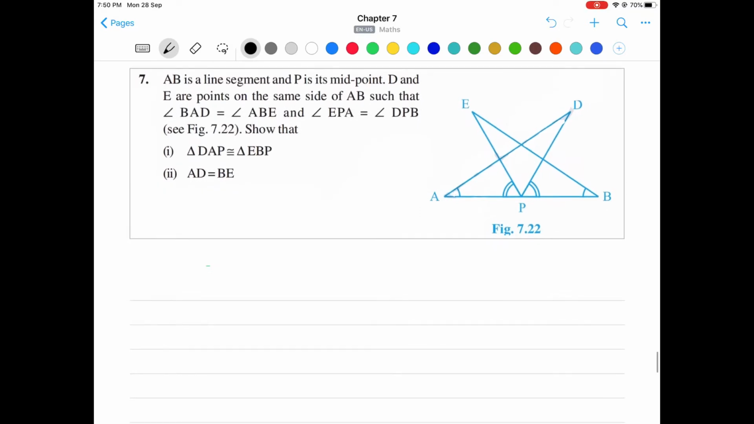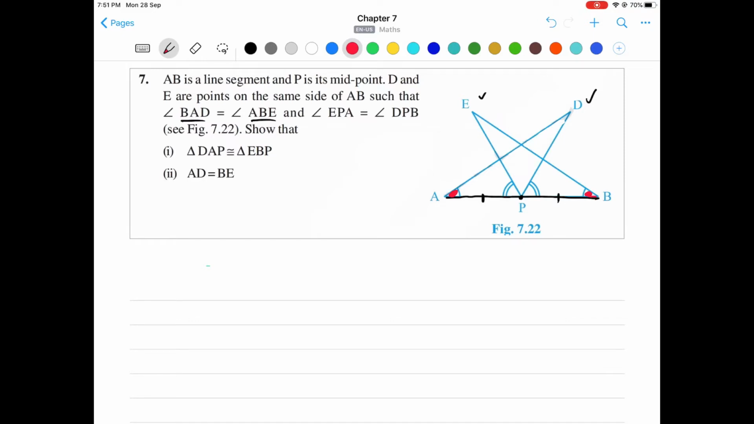Okay, I'm moving to the seventh question, number 7. AB is a line segment, so we have this complete line segment AB. P is the midpoint. As P is the midpoint, that means AP and PB are equal. D and E are points on the same side of AB, so both will be on the upper side. Okay, D and E are such that angle BAD and angle ABE are equal. Those angles are, yes, angle BAD is equal to angle ABE.